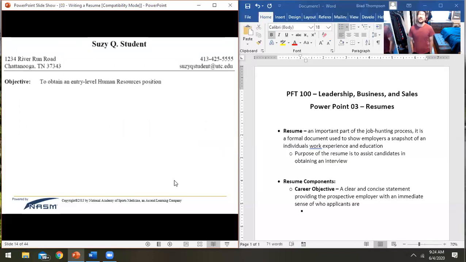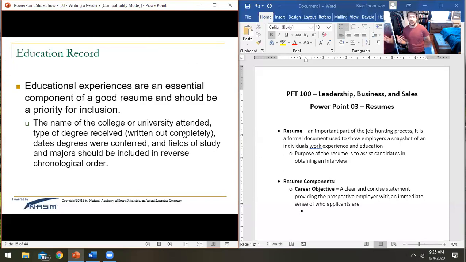Here's a really, really simple one. I think this is almost a little too simple, but I don't hate it. To obtain an entry-level human resources position, right? This person has a lot more emphasis on their education and certifications and skills, so maybe they're trying to save some space here. It's not bad, but I think it's a little basic. But I like the fact that they mentioned entry level. It shows awareness. It's like, look, I'm the new guy. I'm the new gal. I'm willing to do the tough stuff. I get it. I'm new to the team.